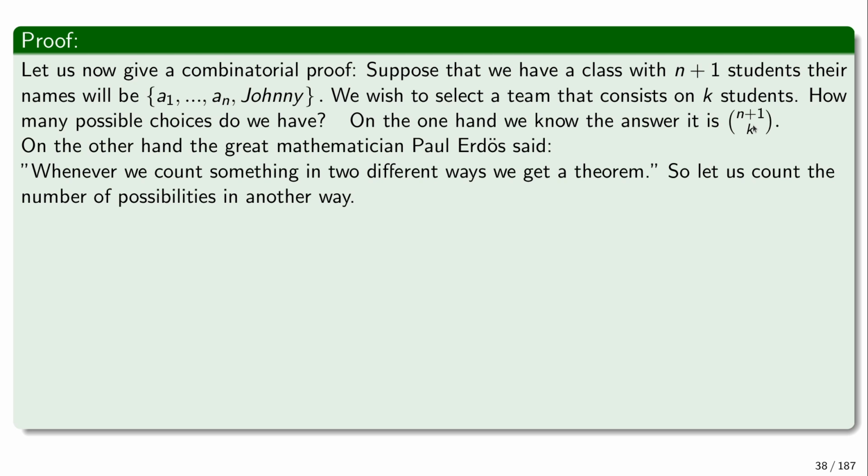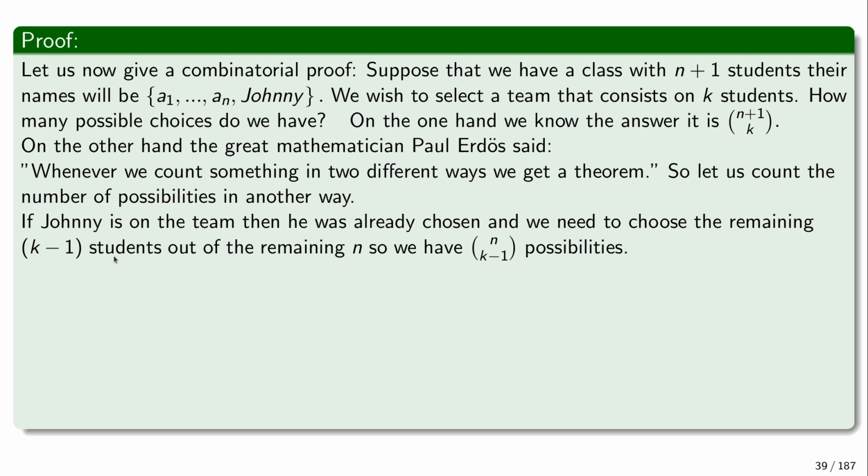This is the definition. And on the other hand, I think there's a very nice quote that is attributed to Paul Erdős, who said, whenever we count something in two different ways, we get a theorem. So let us count exactly the same number of choices, the same possibilities, but in a different way. So choosing this team, we could decide that Johnny is not in the team, right? And then we have to choose all the k team members out of the n remaining. So I wrote this in a different order.